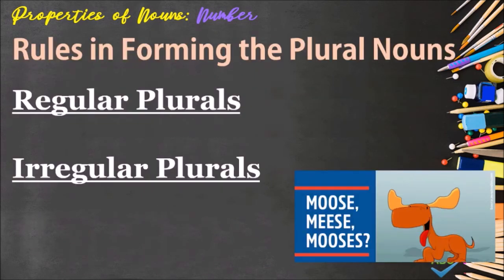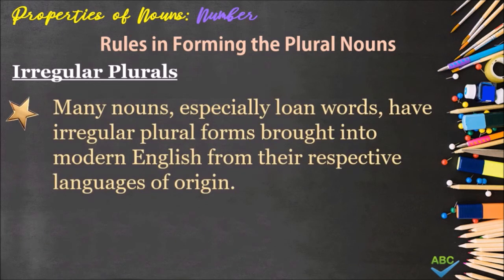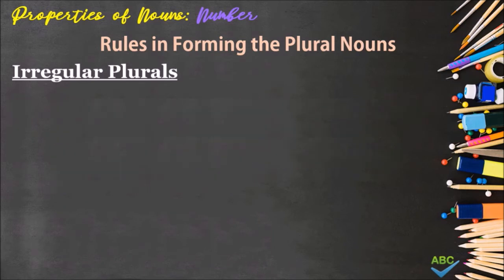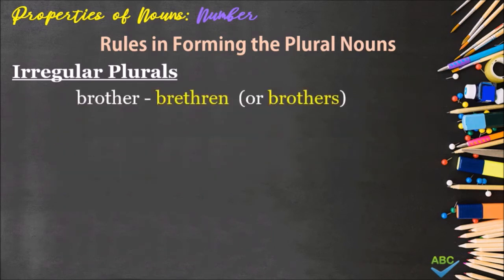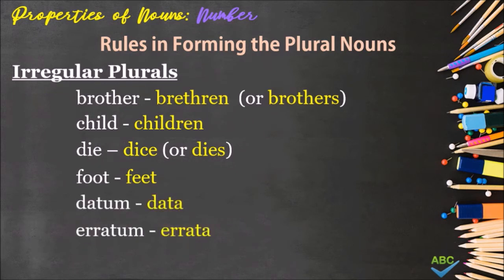Now, let us discuss the rules in forming the plural of irregular nouns. Many nouns, especially loanwords, have irregular plural forms brought into modern English from their respective languages of origin. For example, brother, brethren, or brothers. Child, children. Die, dice, or dies. Foot, feet. Datum, data. Erratum, errata.